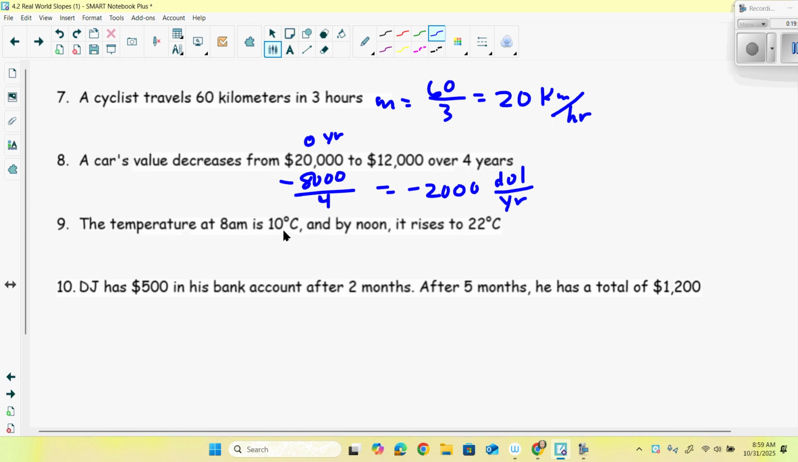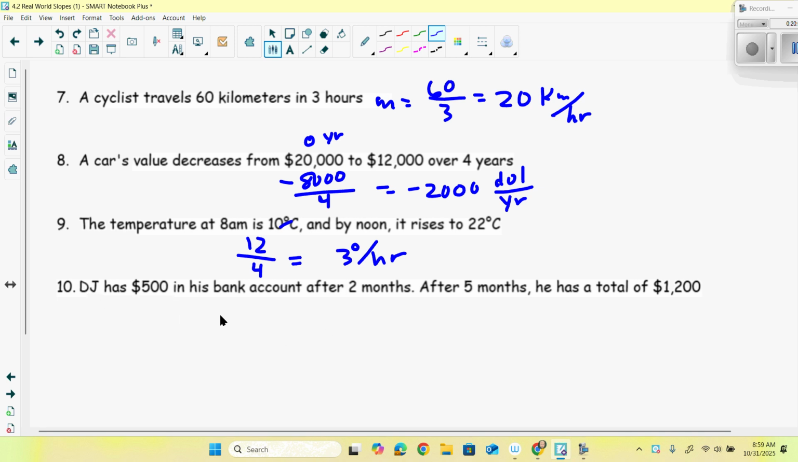Temperature at 8 a.m. is 10 Celsius, and at noon it's up to 22. Well, it's gone up 22 minus 10, 12 degrees in 4 hours. 8 a.m. to noon is 4. So we would say this is 3 degrees per hour. The temperature is going up.